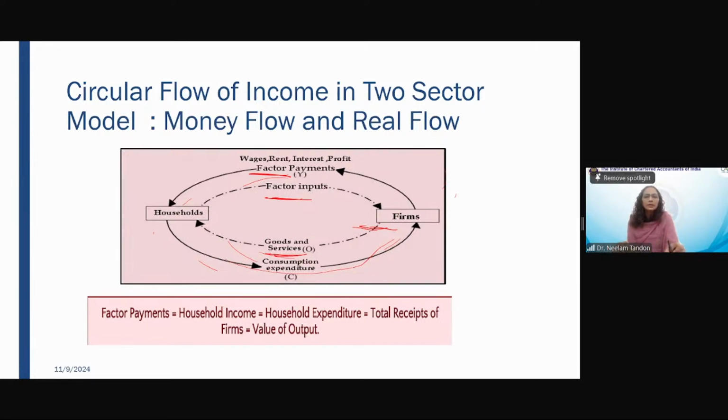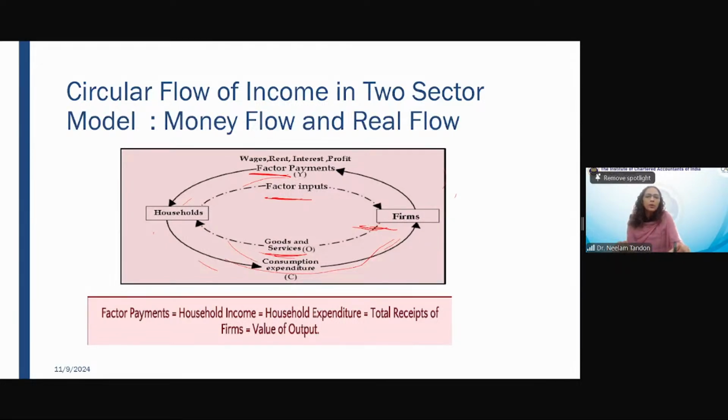So monetary transactions will be in the terms of factor payments. Factor payments given to factors of production, that is wages, rent, interest, and profits. And monetary flow from the households to the corporate will be in terms of payment made for the goods and services. So जो आप ले रहे हैं उसके लिए payment जो आप कर रहे हैं, that is, the outer circle is money flow and inner circle is real flow, and both are equal.